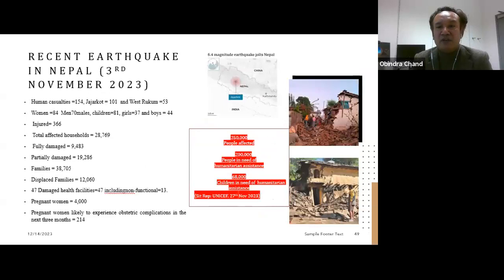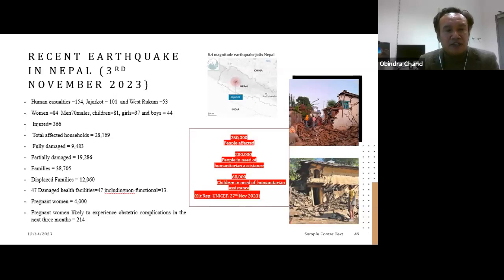To discuss, I will be reflecting on the recent earthquake of Nepal that occurred on 3rd November 2023, just over a month ago. I just wanted to show you some of the statistics here, but if time permits, I will later discuss what data does not tell us. What data tells us gives you a context and level of the casualties, but later when I talk about the equity approach, I will also shed light on what data does not tell us.